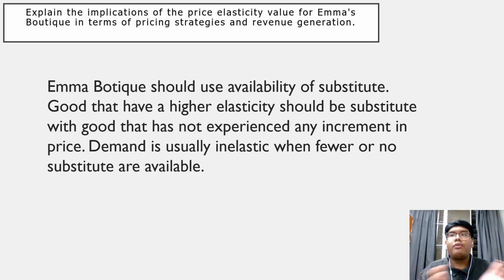For example, if you open a boutique, you will have a lot of fabrics, such as cotton, silk, and so on. So every fabric has a different price or cost. So if you sell something, you want the lowest cost, so that's why you choose the lowest cost rather than the highest cost. So that is the use of availability of substitutes.